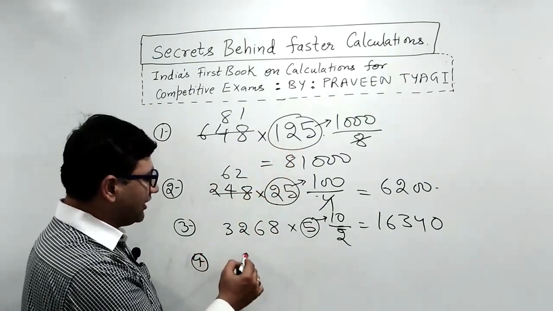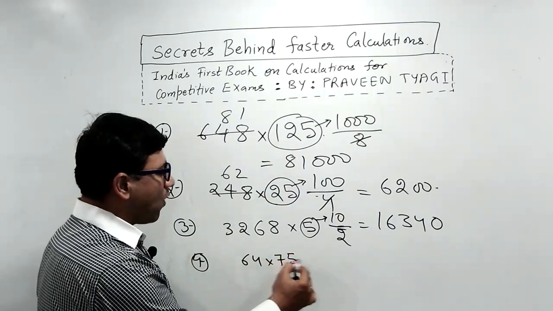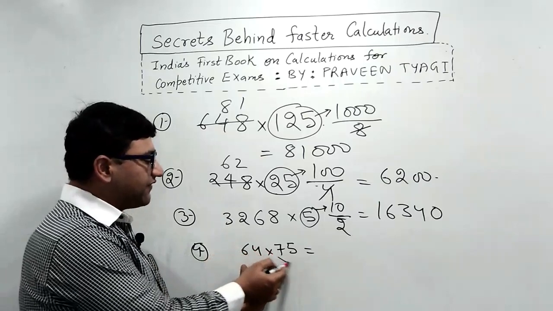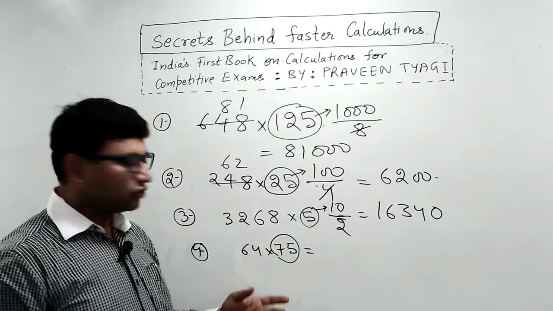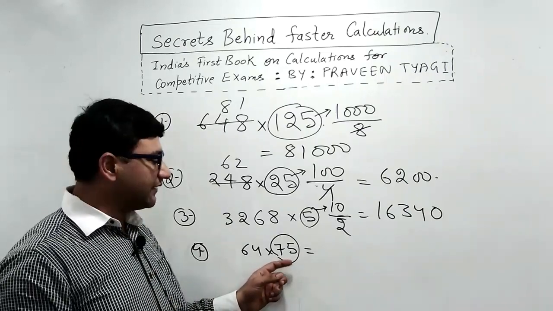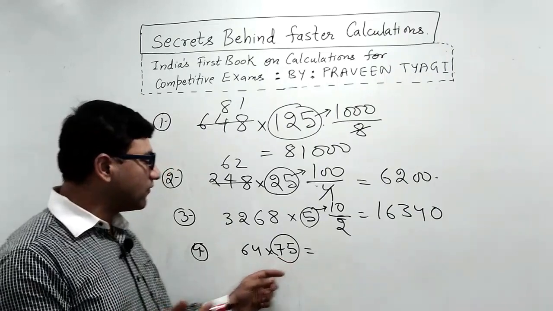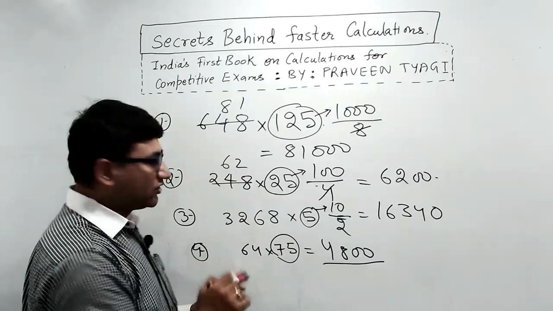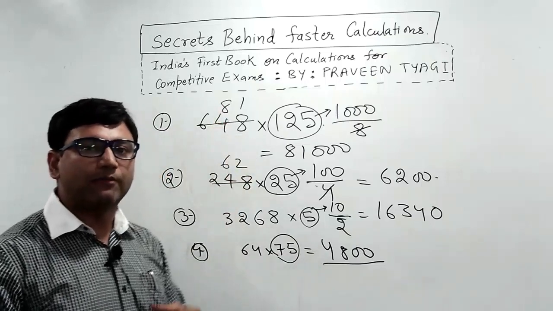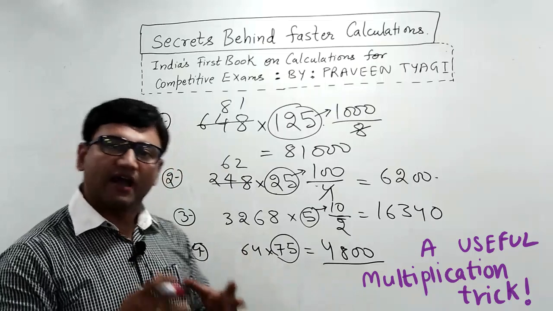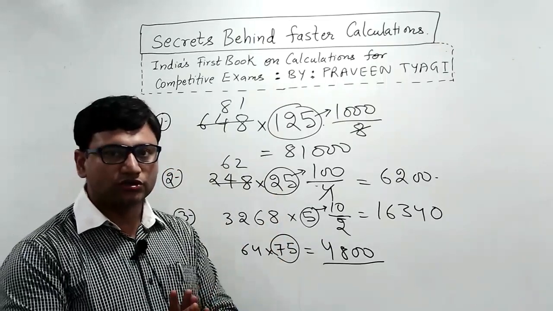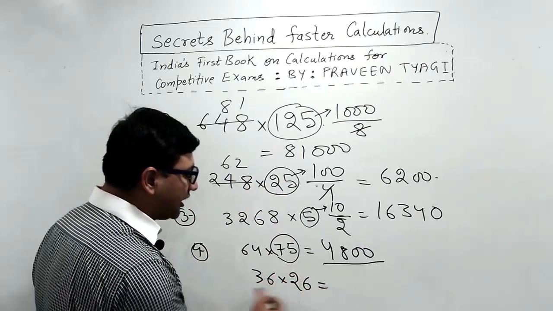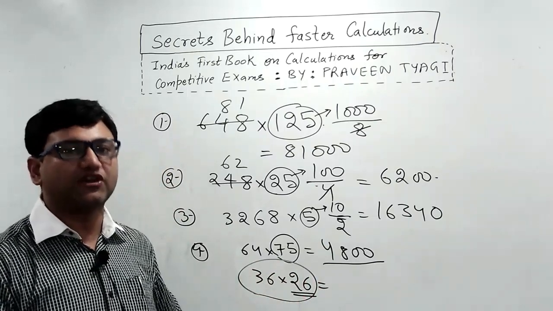For example, if you have to multiply 64 with 75, what will be the answer? In this case, 75 is basically 3 times 25, and 25 is basically 100 by 4. This makes 75 as 300 by 4. Now 300 by 4 means cancel it with 4, 16, 16 3s are 48, so the answer is nothing but 4800. Similarly you can use this trick for all numbers which are in the family of 5, 25, 125 and others, and their multiples also. And even if the numbers are not 25, if it is 36 into 26, you can still use this trick by breaking 26 into 2 parts as 25 plus 1.